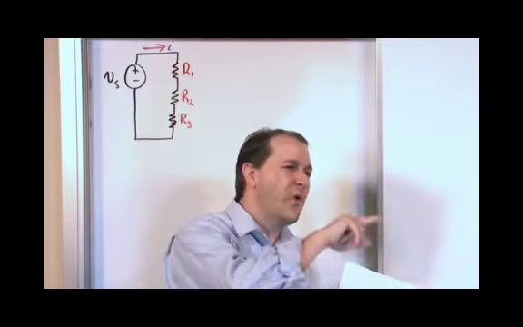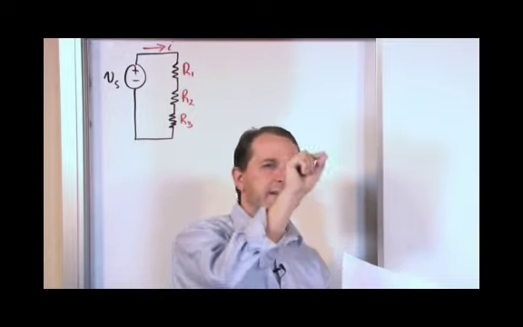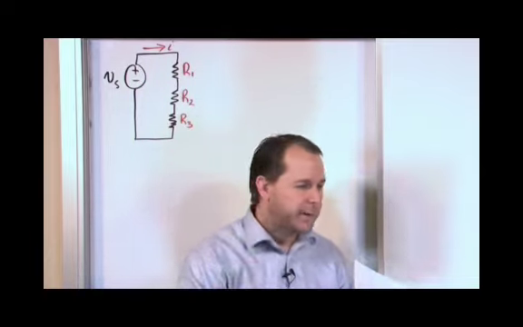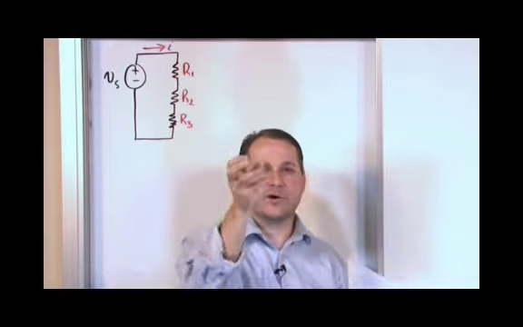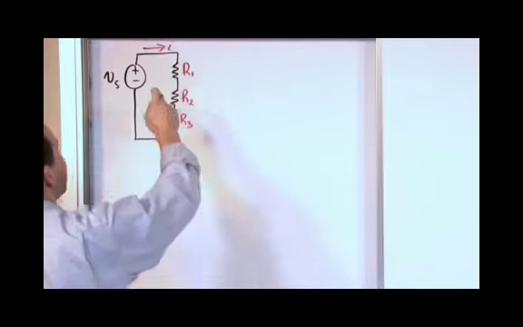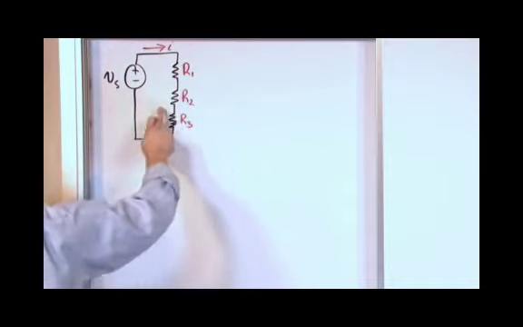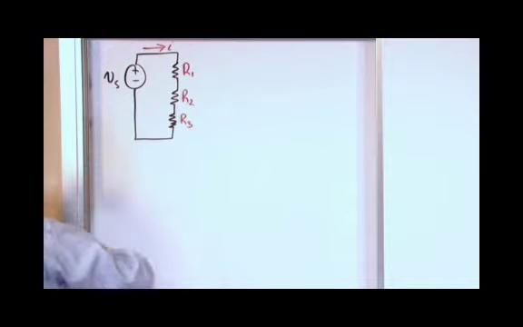But if it's just one loop, then the electrons that are moving around are going back around to the source, and it doesn't matter what's in the way. Whatever value of current is here is going to be the same value of electron flow that's here, and the same value of electron flow here.